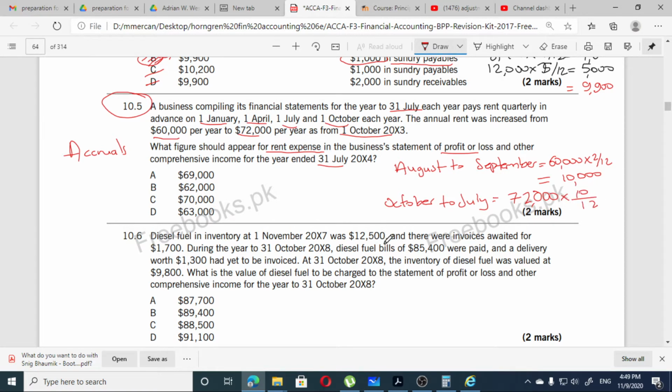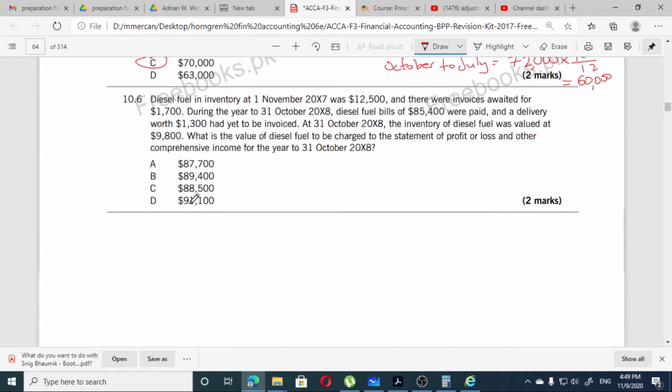From October, November, December, then till July, including July. So that will be 10 months. After 2004, how much will it be? $60,000. So the question is asking for rent expense for the business for the year to July 31. 2,000 times 4, so 6,000 plus 10,000, and the answer is B. Right, now let's move to another one.